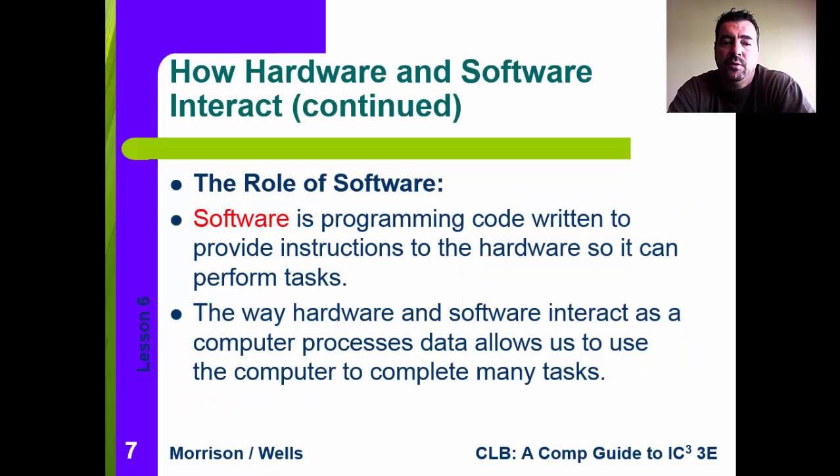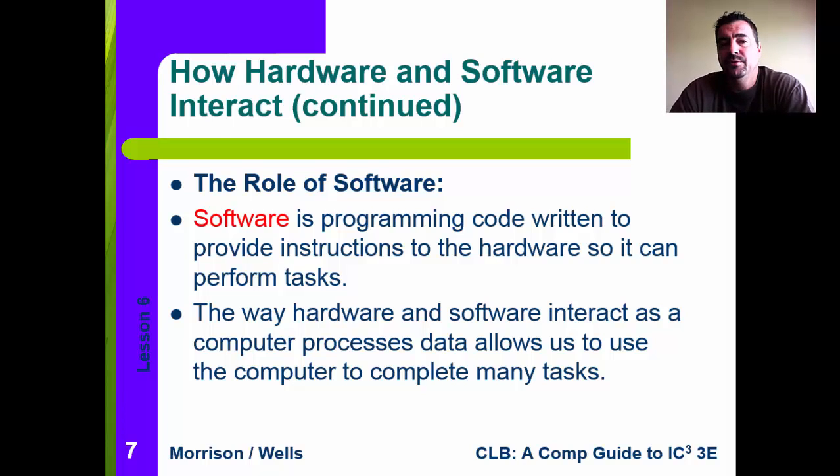The role of software itself: the software is the actual programming code, and it's written to provide instructions to the computer so it can perform tasks. Very simple. In the example here where I'm videotaping myself, it is taking the input and processing it a little bit. I'll add words or whatever I need to do as far as editing. That's all done within the software, and then it's going to perform a task. In this situation, it's going to reproduce the video edited the way I wanted it edited.